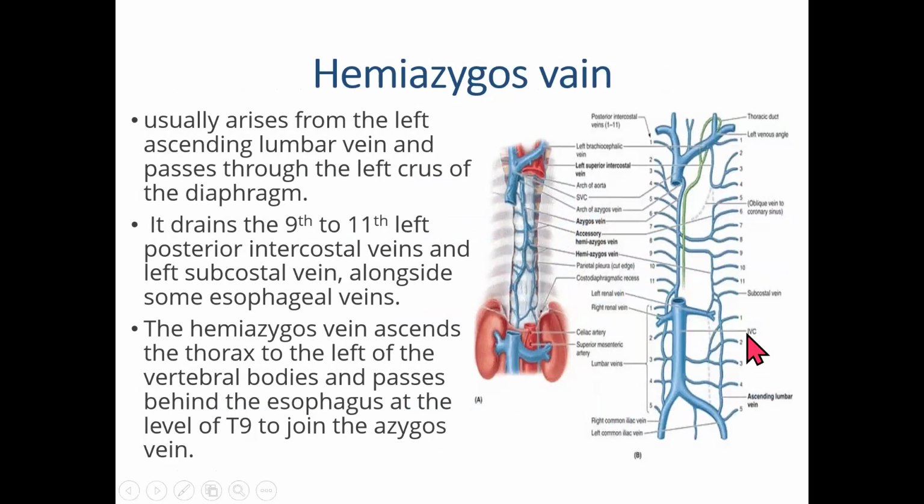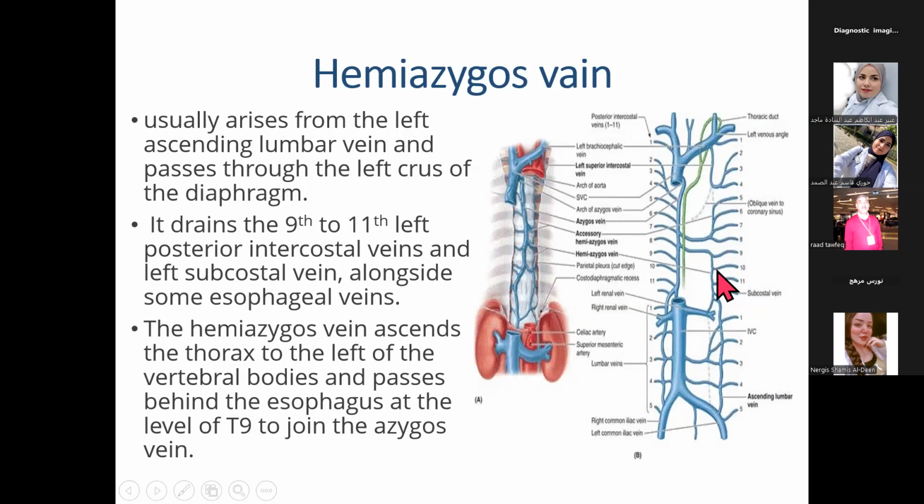The hemiazygos vein usually arises from the left ascending lumbar vein and left subcostal vein and passes through the left crus of the diaphragm. It receives the 9th to 12th posterior intercostal veins with some esophageal veins. The hemiazygos vein ascends the thorax to the left of the vertebral body and passes behind the esophagus at the level of T9 to join the azygos vein.